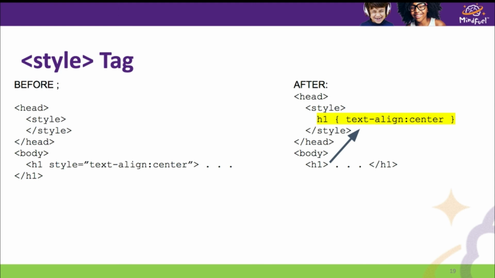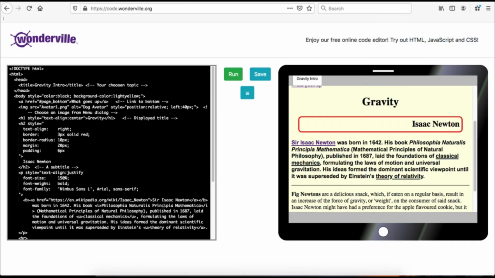Then, inside curly brackets, I put the same property value statements we used before. In this case, the text alignment center code that is highlighted. Now, anytime I use H1, it will automatically apply this alignment specification. Let's pop over to our editor and see how it works.